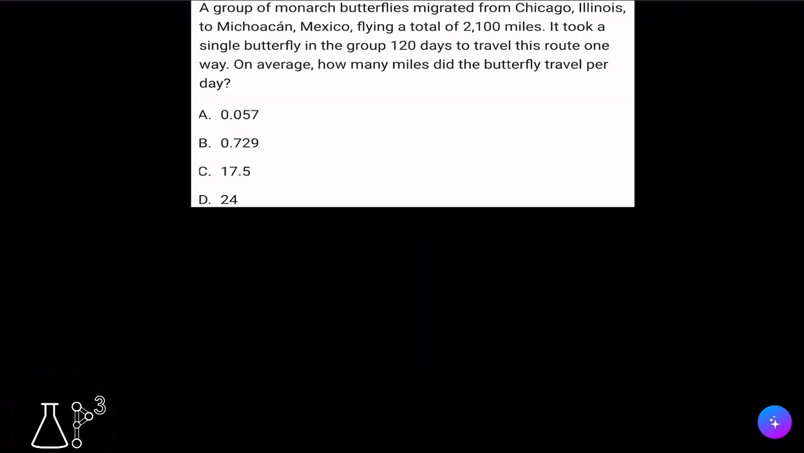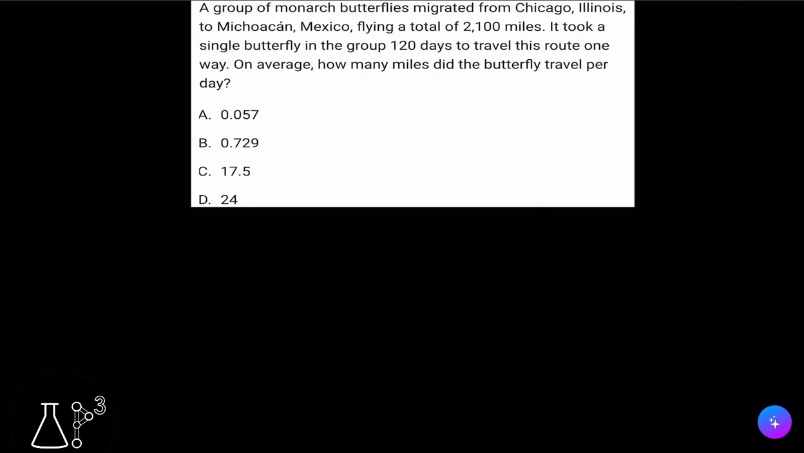Okay, let's do a different question now. A group of monarch butterflies migrated from Chicago to Mexico, flying a total of 2,100 miles. It took a single butterfly in a group 120 days to travel this route one way. On average, how many miles did the butterfly travel per day?